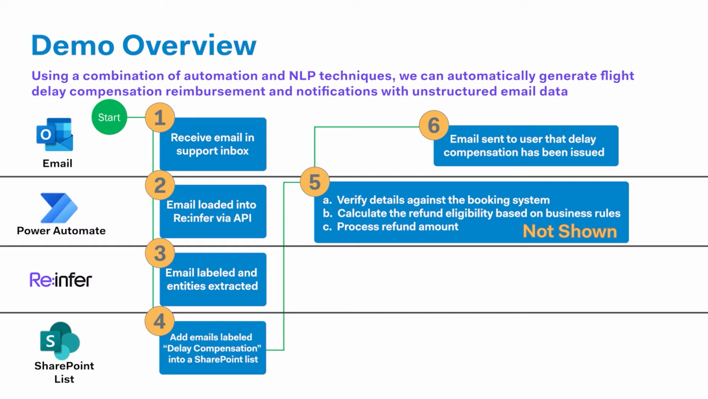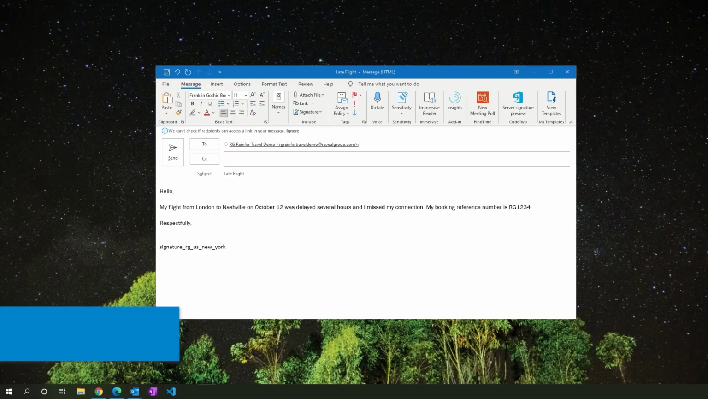And so the cool thing about this is that that original email was just written in free form text. It could have been expressed in a variety of different ways, but reinfer has been trained to identify those airports, that booking reference number, the date of travel, and also that the entire email is just about a delay compensation. So we'll move forward to where I'm actually authoring the original request email.